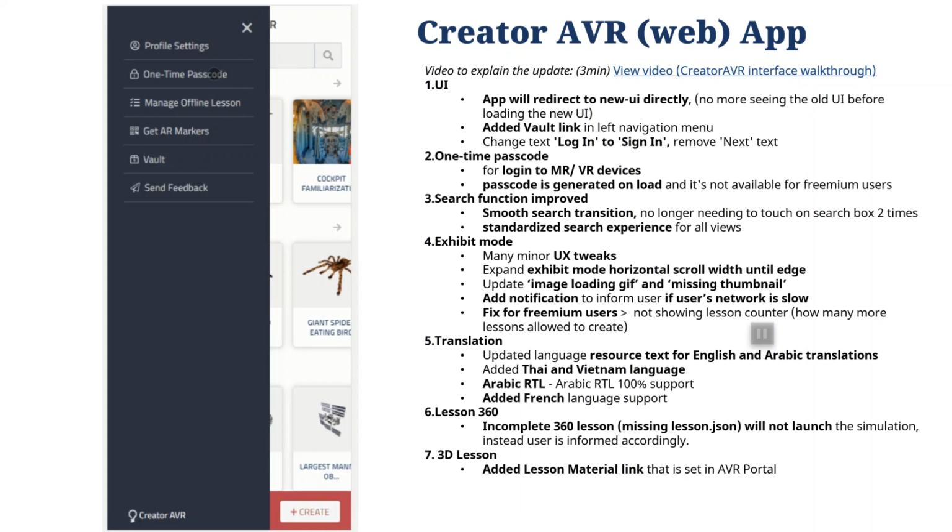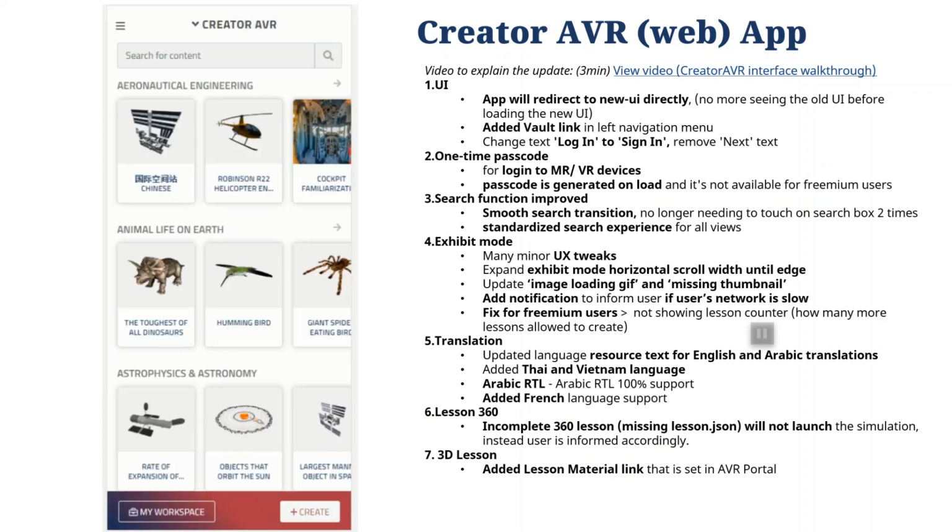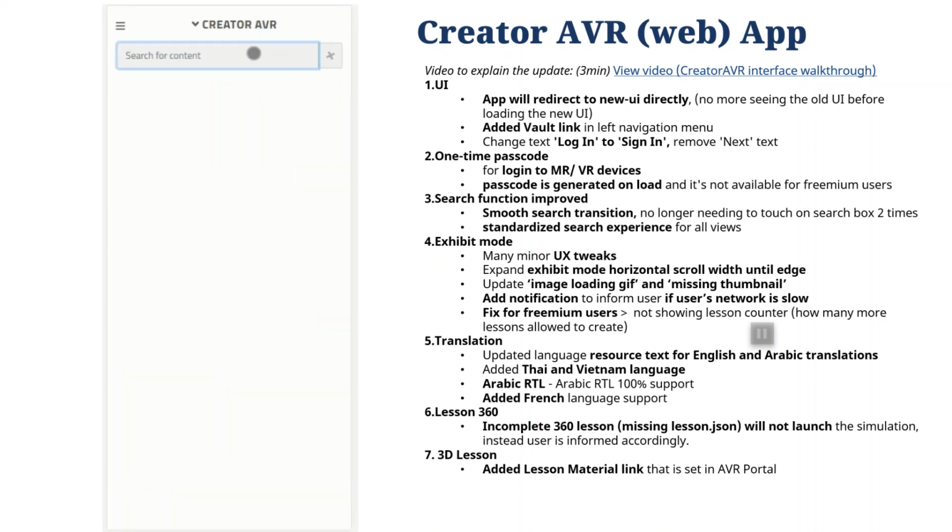For the one-time passcode, when you click on it, it will straightaway generate numbers. Previously, you had to press generate. This function is for users on the MR devices like Magic Leap or Oculus Quest to log into their devices. Search has been improved. If you're using a mobile device, it's going to be a lot better. Previously, when you click on this, a keyboard appears and then it disappears. Now I click, it just stays, and things load a lot faster now as compared to before.